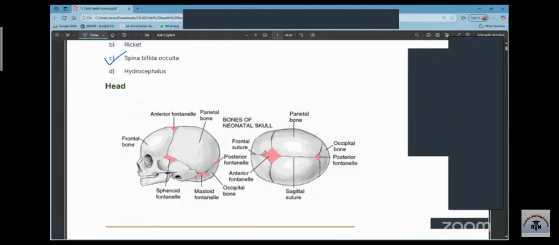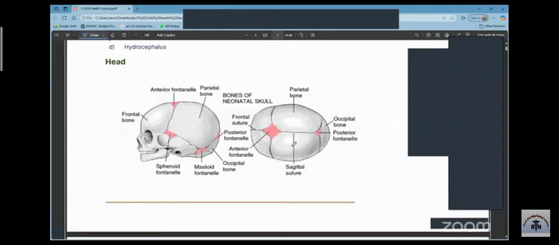Questions have come regarding the sutures and regarding the diameter. You have to be very well versed with that. Here we'll cover only the fontanelle. You have to know how many sutures, how many fontanelles are there, how many bones on the fetal skull are there, and when do they close and all like that.